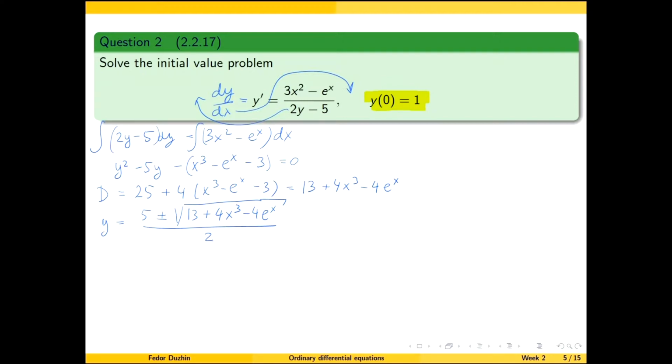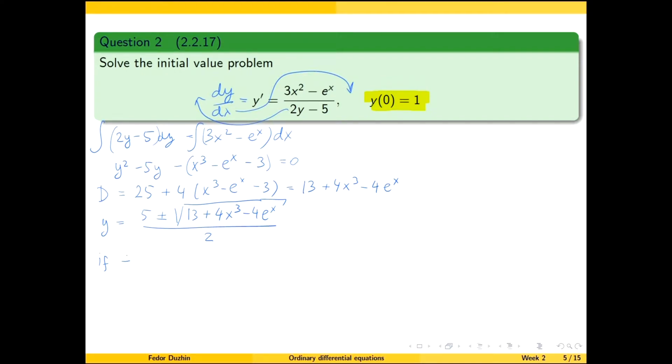Okay, so this is the solution of the initial value problem, but notice that we don't know yet whether it is plus or minus, so we've got to pick whether it is plus or minus, right? So what happens if the sign here is minus, if it is 5 minus square root whatever? So how do we check whether it is plus or minus?